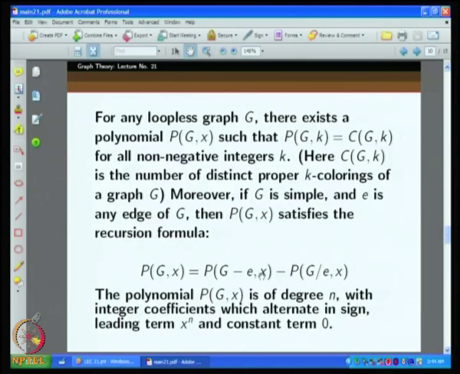Moreover, this polynomial has some properties. It is of degree n, n being the number of vertices, with integer coefficients which alternate in sign. That means first will be positive, next negative, then positive, negative, positive, negative. The leading term will be x raised to n, and the constant term will be 0; there would not be any non-zero constant term. This kind of polynomial will exist, and this polynomial is called the chromatic polynomial.